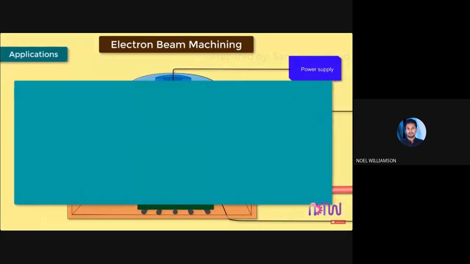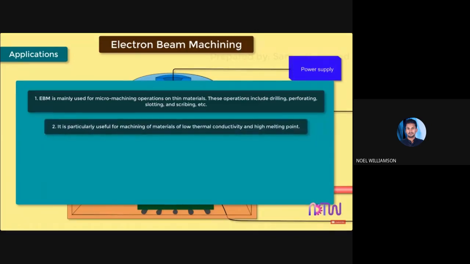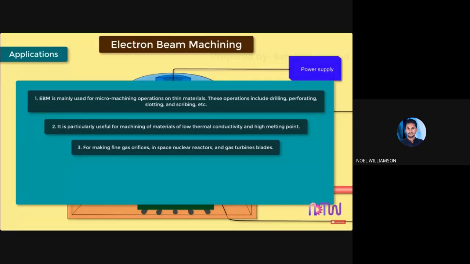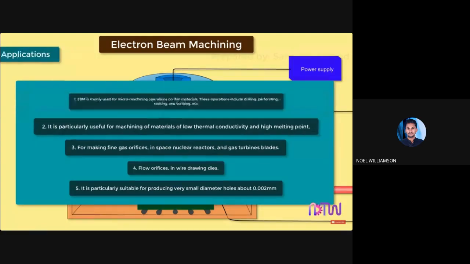Application of EBM. 1. EBM is mainly used for micro-machining operations on thin materials. These operations include drilling, perforating, slotting, and scribing, etc. 2. It is particularly useful for machining materials of low thermal conductivity and high melting point. 3. For making fine gas orifices in space nuclear reactors and gas turbine blades. 4. Flow orifices in wire drawing dies. 5. It is particularly suitable for producing very small diameter holes, about 0.002 millimeters.